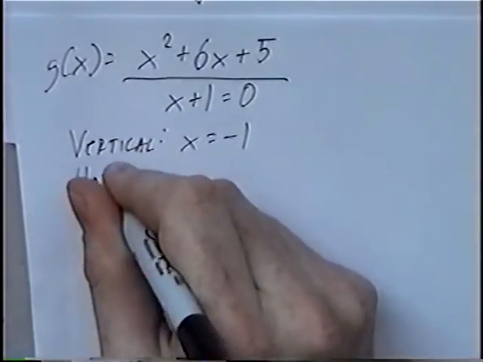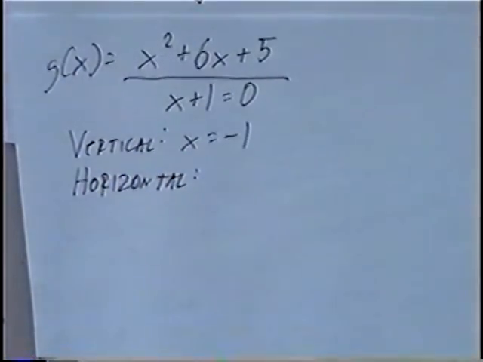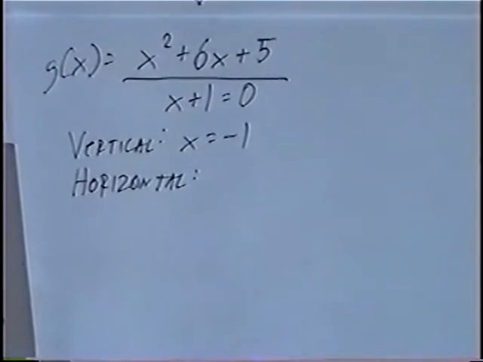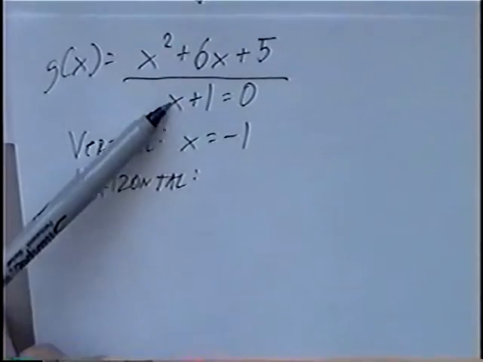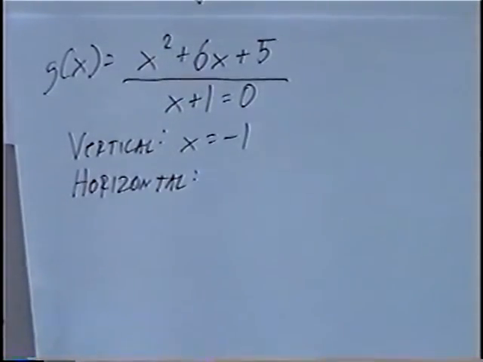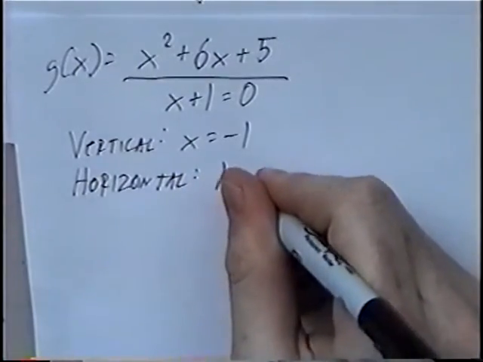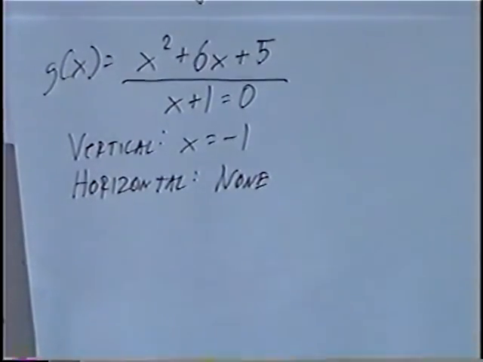For the horizontal asymptotes, again, look at the degree, or highest exponent, for the numerator and denominator. This time the numerator has a higher degree, or higher exponent, than the denominator. Anytime the numerator is higher, horizontal will be none. So there are no horizontal asymptotes.